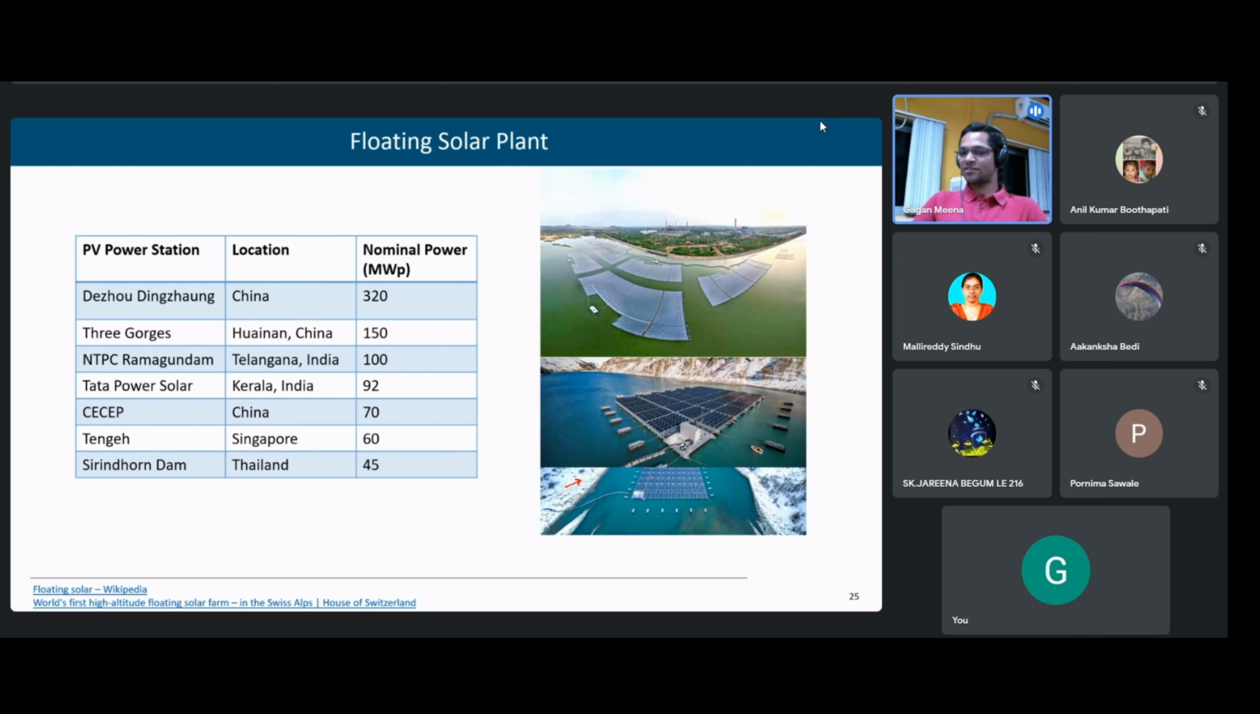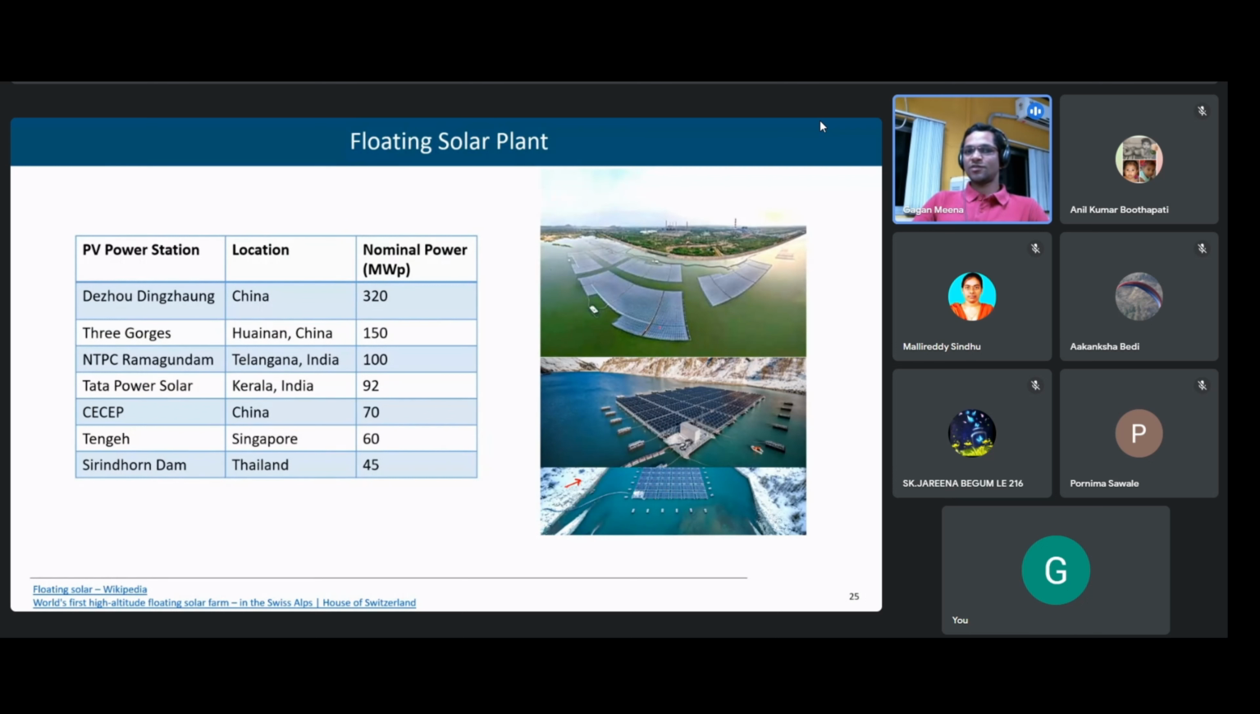Another effect is that because of the snow, there is an effect called the albedo effect. Snow reflects the solar radiation, so irradiance increases, and therefore the output of solar also increases. That is why they are also going for these high altitude floating solar plants. So this one is the first one.